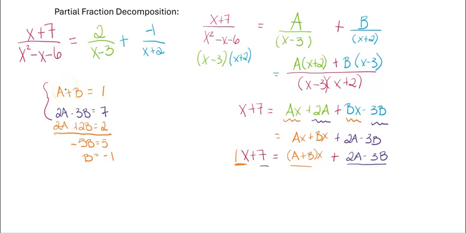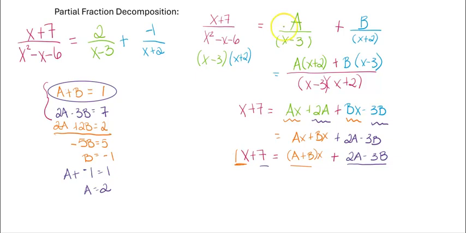Now I'm going to take that negative 1 and I'm going to substitute it into this top equation. It's orange, but I'm going to use purple just to distinguish it. So I would say a plus, instead of b, I'm going to substitute a negative 1 in place of there, equals 1. And so a equals 2.